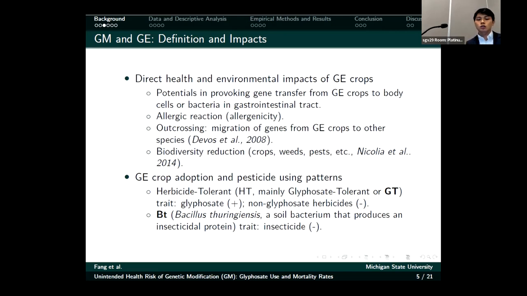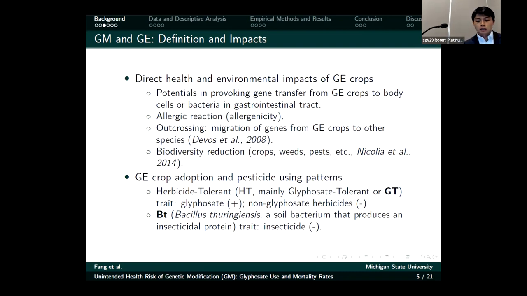The second trait of this GE crop, which is BT, has a gene, I think it's collected from soil bacteria, that produces an insecticidal protein, so no insecticides are needed. So this kind of trait is associated with less use of insecticides.